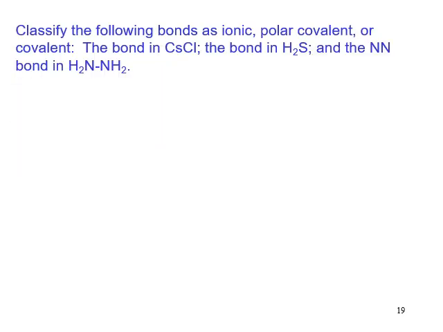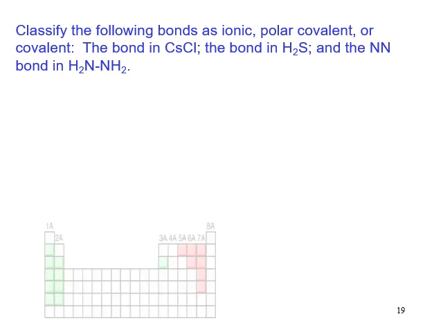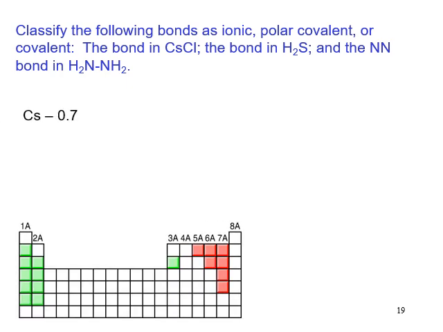So let's do an example. If we want to classify the following bonds as ionic, polar covalent, or covalent, let's try it. Cesium has an electronegativity of 0.7, chlorine 3.0. The difference is 2.3. Given this large difference in electronegativities, we would predict an ionic compound would form between cesium and chlorine, cesium chloride.